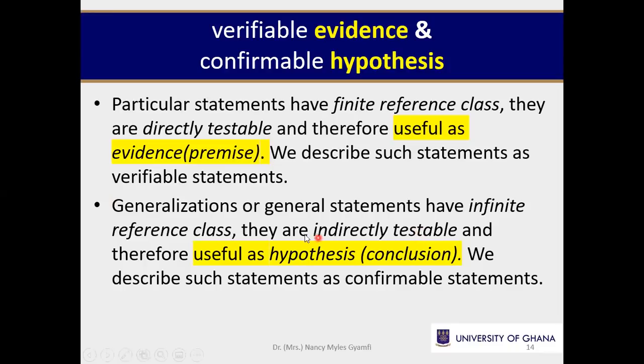Then your generalizations, general statements having an infinite reference class, are indirectly testable and therefore useful as hypotheses. If you use general statements to form your premises, then before you conclude, you say all women are cheats, and all women eat this, therefore all women are. How will we ever finish testing that truth? It will be highly improbable. Remember, for induction, we are just increasing our chances of probability. So present everything that will make testing easy and verifiable, rather than bringing us a baggage of confirmable statements.